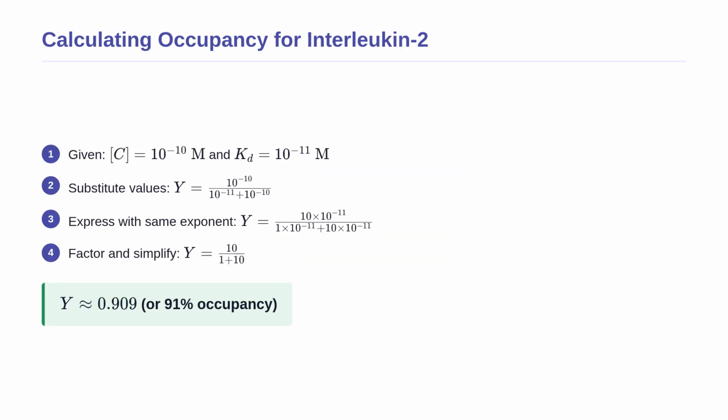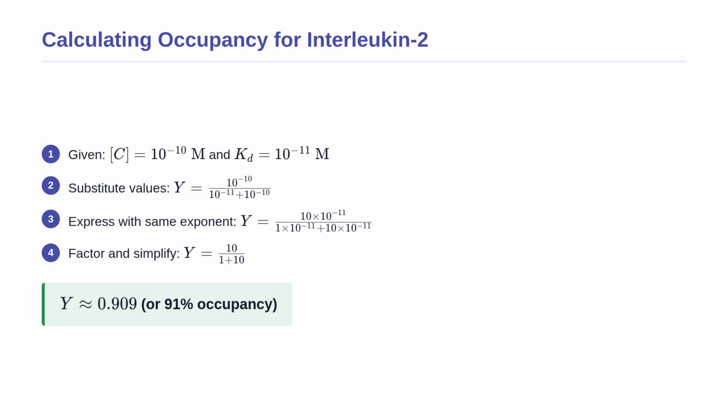Now that we have our formula, let us see this with a concrete example. A helper T cell secretes interleukin-2, and the local concentration is measured to be 10 to the negative 10 molar. The receptor's dissociation constant is 10 to the negative 11 molar. We want to find the fractional occupancy, Y.